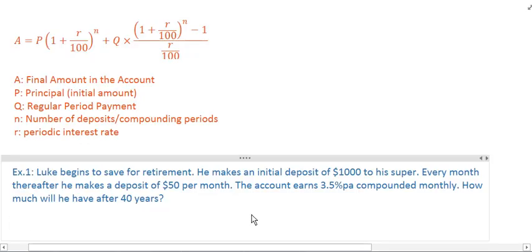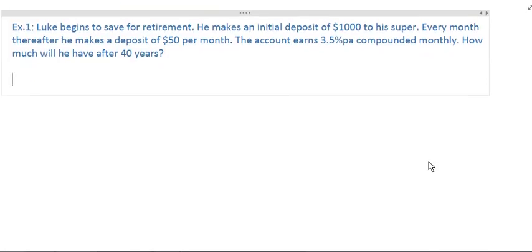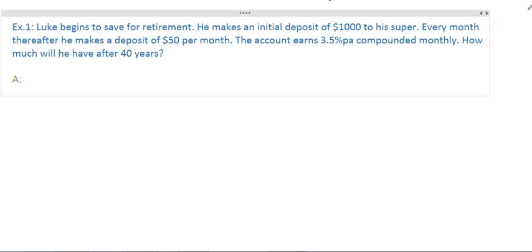So let's just scroll up a little bit. First, we'll just use the equation, fill it in as is, and then we'll use our lovely little finance solver. So as always, I really would like you to be identifying your variables. So our first variable is A. A would be the amount in the end, which at this point in time we do not have. That's our big question mark. P, however, is our initial deposit, or the initial amount in the account. It's $1,000. Q, that's your periodic deposit or payment. So that's $50.